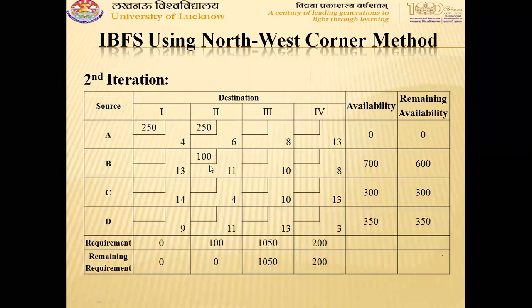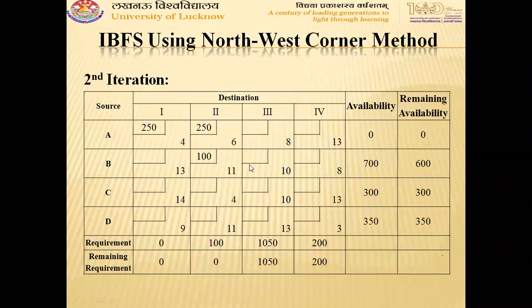So we place 100 here. The demand at destination 2, or requirement at destination 2, is fulfilled. That is, the remaining requirement becomes 0, and subtracting 100 from the availability gives 600. That means now we can eliminate the first two columns and the first row.